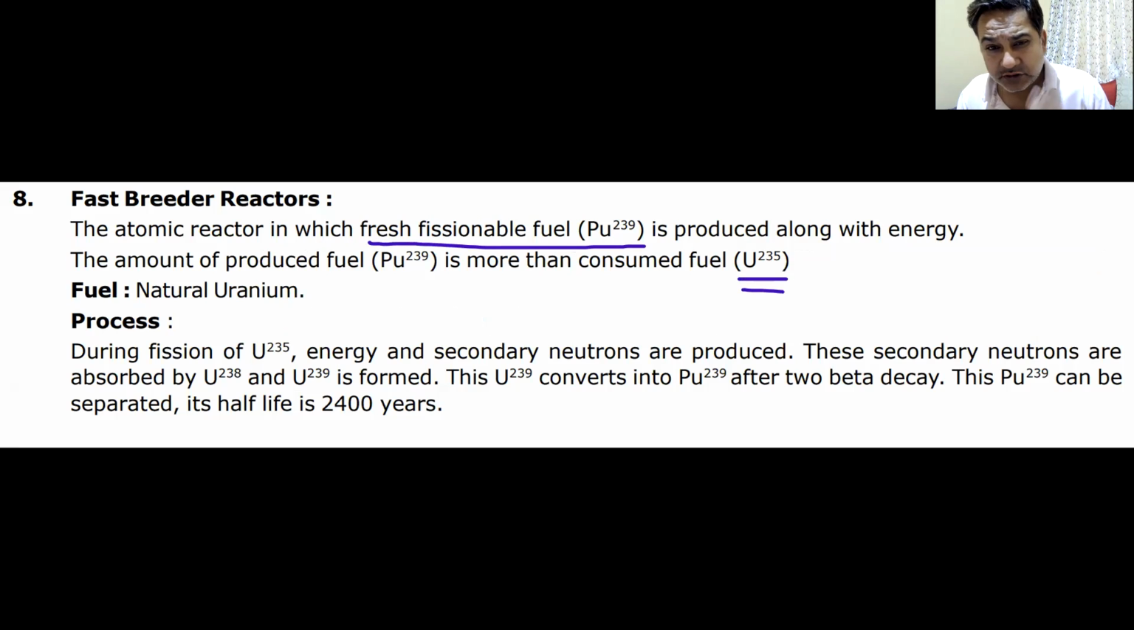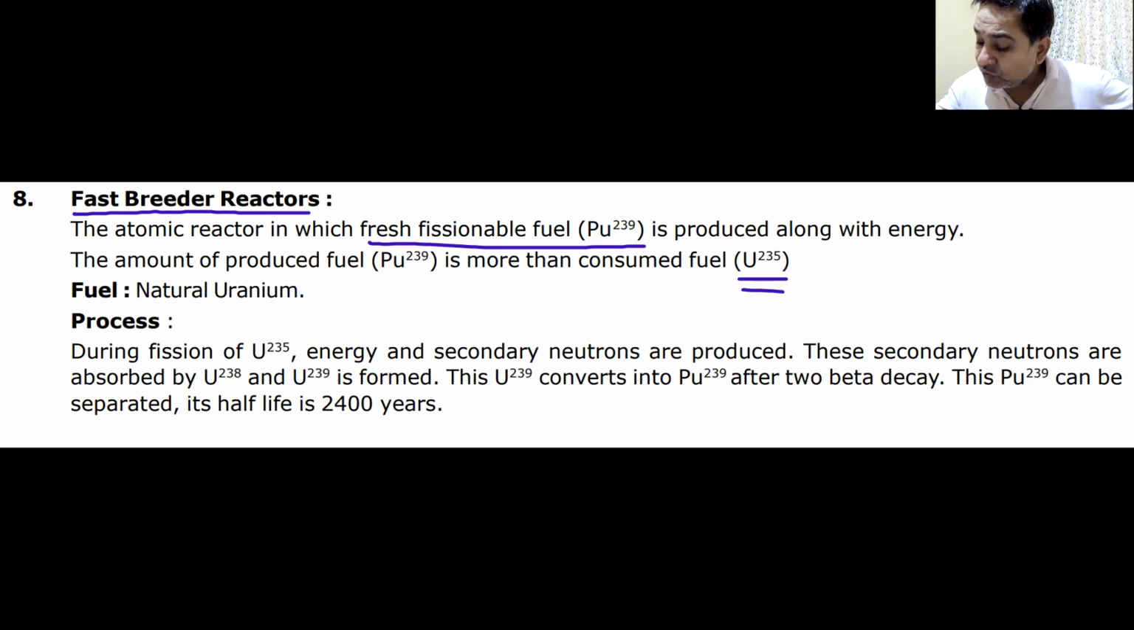Plutonium 239 is also fission ready. It's also nuclear fuel. It's not readily available, not naturally available. You produce it. It's produced in a nuclear reactor only by the fission of U-235. Those reactors are known as fast breeder reactors. So once you have U-235, you will produce plutonium 239, and you will have more fuel. You produce your own fuel.